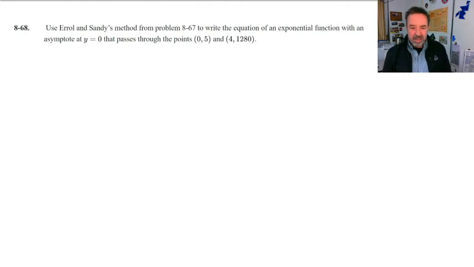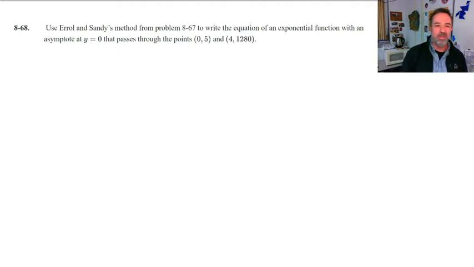Okay, so let's finish here, and I apologize for the size of this font. It says use Errol and Sandy's method from the previous problem to write the equation of an exponential function with an asymptote at y equals 0. So that y equals 0 is the x-axis. So our asymptote is going to be the x-axis. And it has to pass through 2 points, (0, 5) and (4, 1280). So we can see this a little bit bigger.